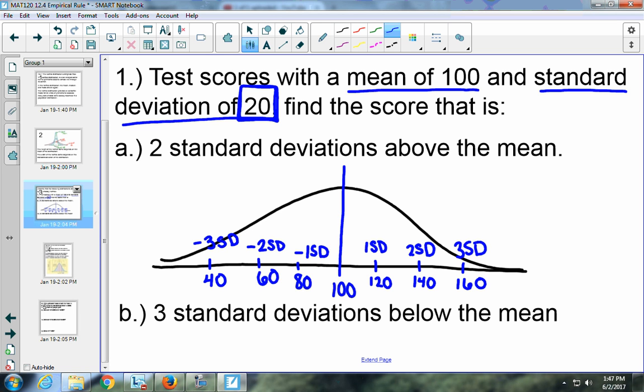So if we're trying to answer part A, 2 standard deviations above the mean is right here. That score would be 140. For part B, 3 standard deviations below the mean, that's here. The score that correlates to that would be 40.